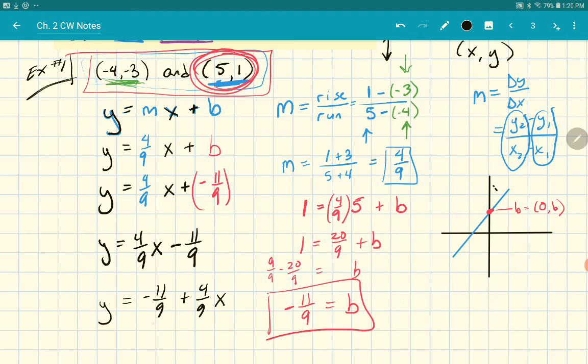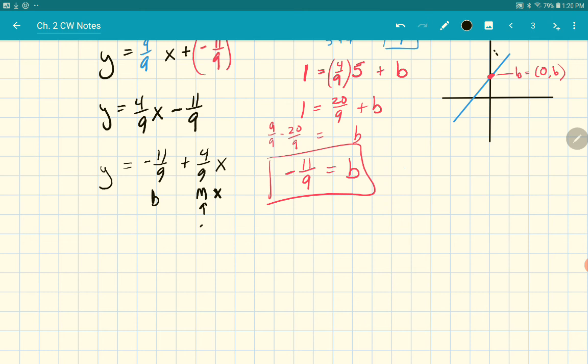Sometimes you'll see the mx and the b switched positions, but what's important to remember is that the m is always attached to the x and the b is the constant. So m is a coefficient, it's attached to a variable, and b is a constant. The constant stands as a number that stands alone. There's no variable next to it.